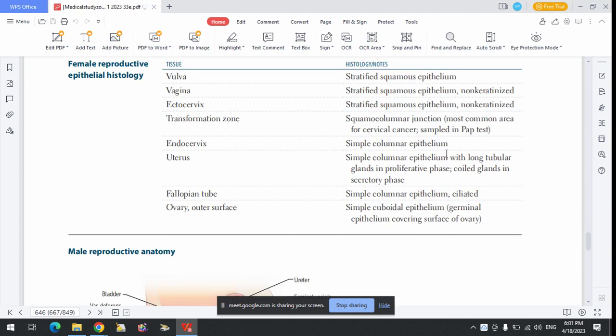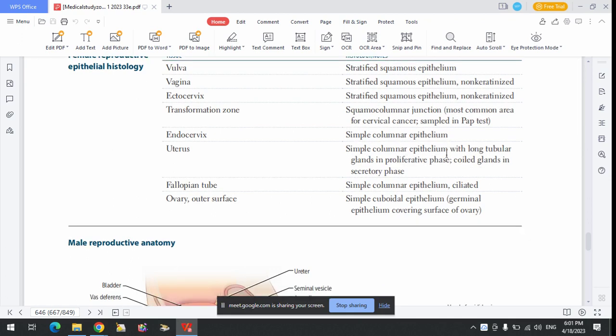Then the uterus epithelium component changes depending on the phase. If it's in the proliferative phase, they are growing, so they will be long and tubular. But if it's in the secretory phase, that's the phase where they are secreting mucus, so the glands will be coiled. They will not be long, they will be coiled. The spiral arteries too will be coiled, and they will be very big. So once you are seeing coiled glands, secretory. When they are long and tubular, proliferative. Okay.